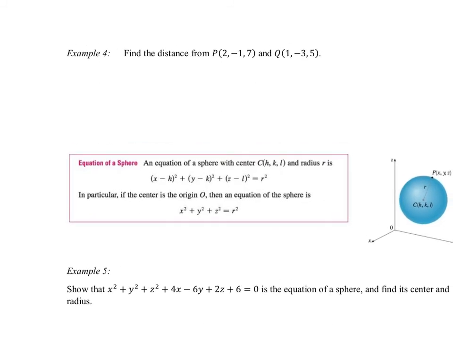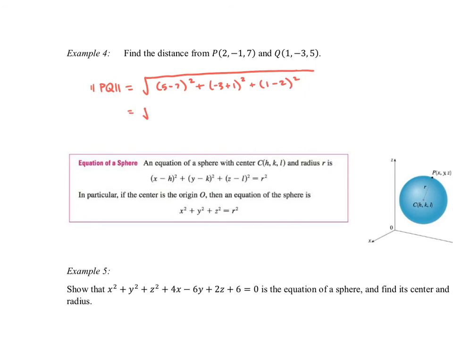And so what we'll do is we'll calculate by taking the square root of, and you can do this in any order you want. I usually do the z's first. So you take z2 minus z1 squared plus y2 minus y1 squared, and then x2 minus x1 squared. And then we're just going to simplify this down.